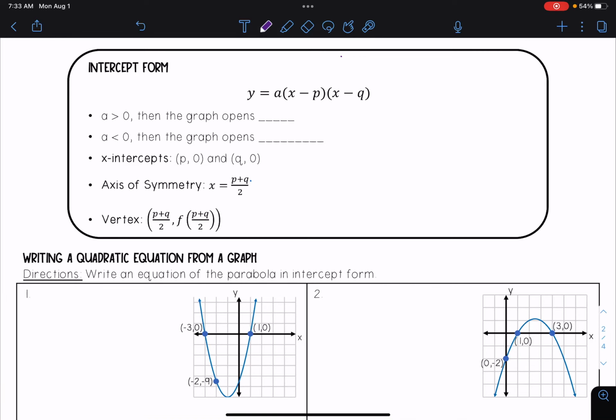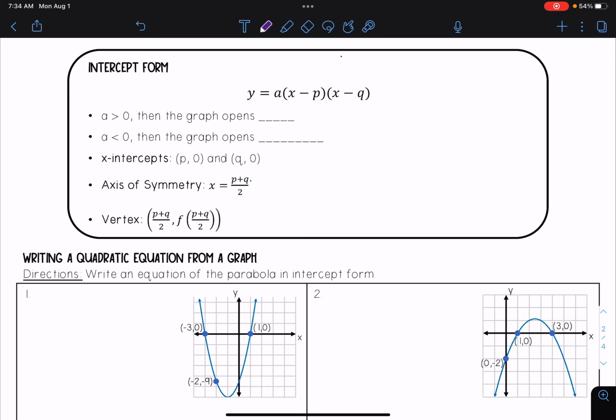In this video, we're going to be talking about intercept form. So intercept form is y equals a times x minus p times x minus q. And we'll get even more practice with this form in our next unit. So just like in our other forms, each part of this equation tells us a certain characteristic of our parabola.